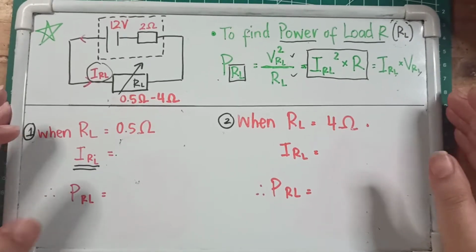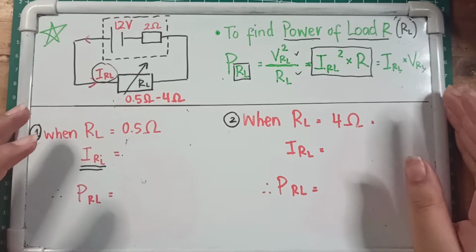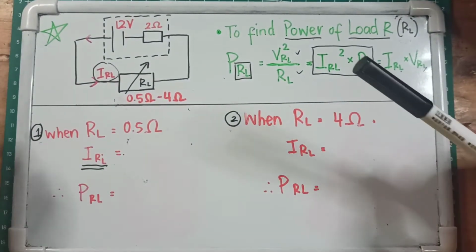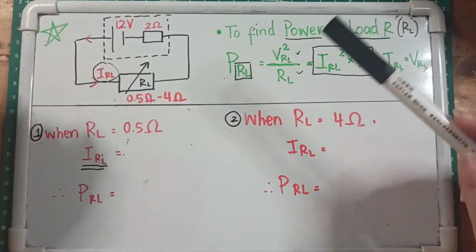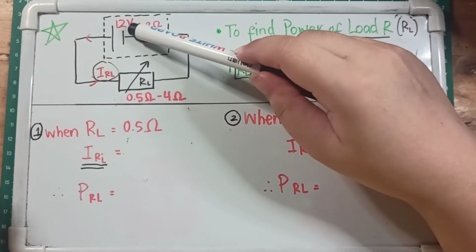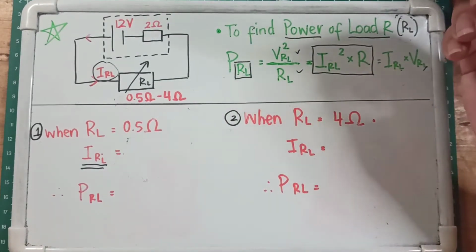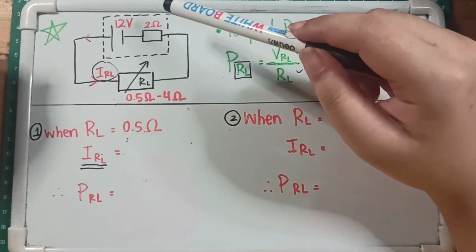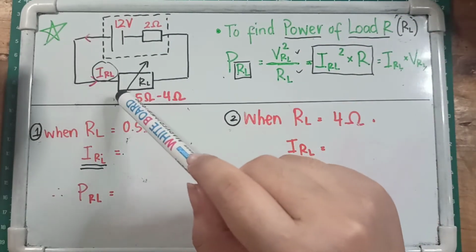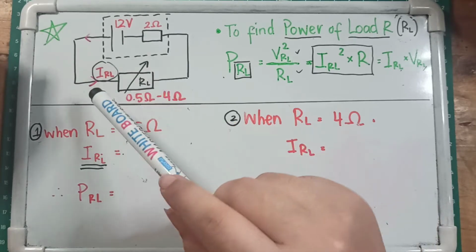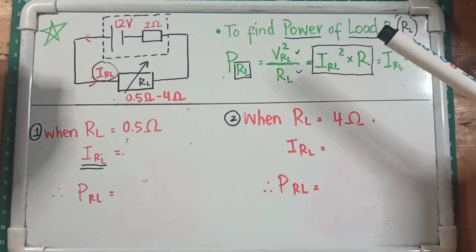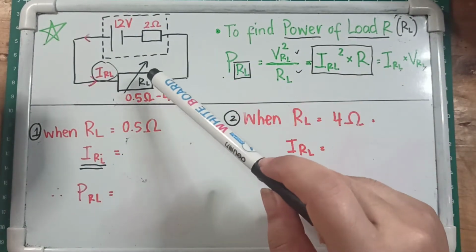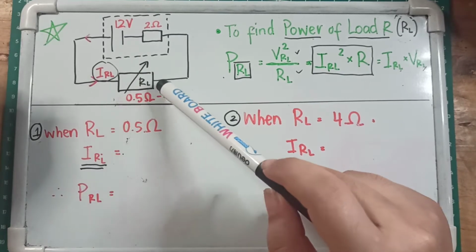Okay, so for this question, let us read the question first and try to visualize how this circuit looks. A power supply of electromotive force 12, which is drawn here, is connected to an internal resistance of 2 ohms and also connected to a load resistor that can be varied from 0.5 to 4 ohms. If I draw the circuit, it will look like this. And I also symbolize the load resistor as RL.